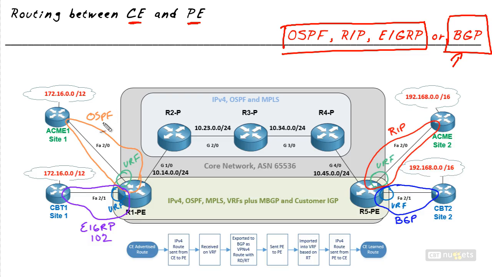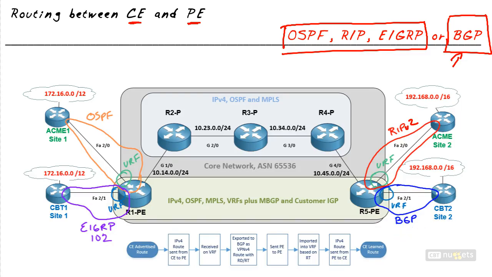So here's what we get to do. We're going to use OSPF between Acme Site 1 and R1, and we'll put all the routes in area 0. For routing between CBT at Site 1 and R1, we'll use EIGRP, Autonomous System number 102. Over here at the top right of our topology, we'll use RIP version 2 between R5 and Acme at Site 2. And for the routing between R5 and CBT at Site 2, let's use BGP.